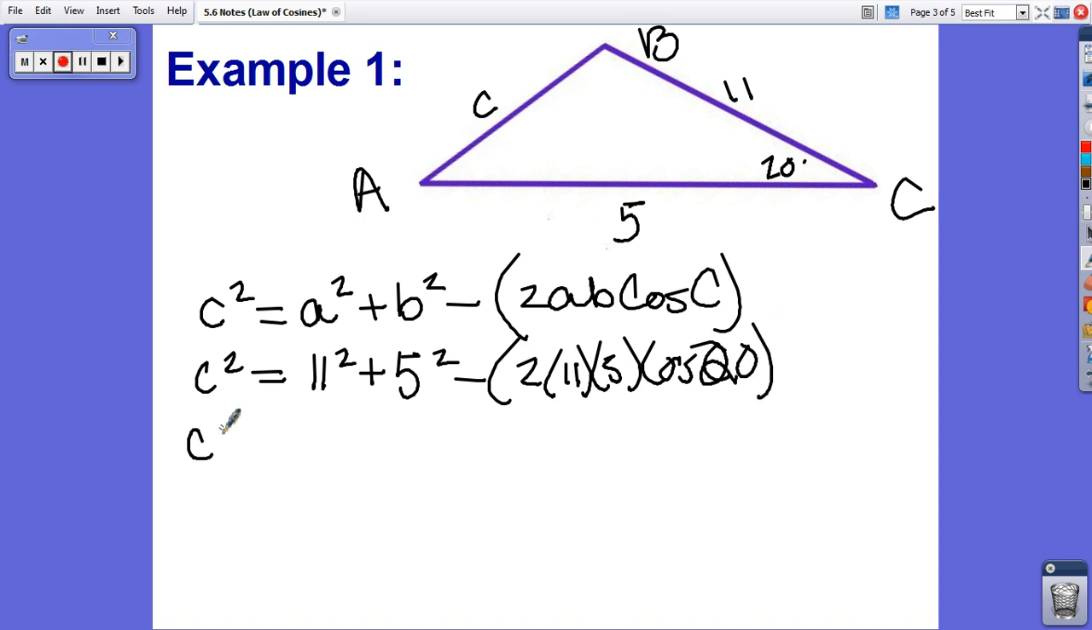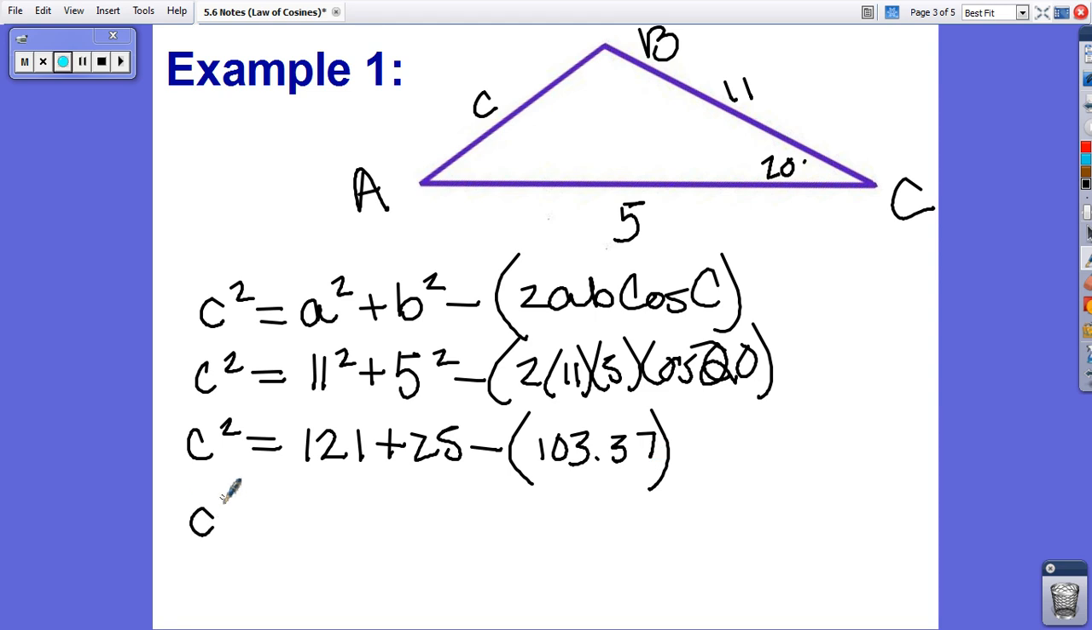So then I have c squared is equal to, and you can do most of this without a calculator, 121 plus 25 minus, and in parentheses, if you multiplied all of this stuff together here with your calculator in degrees, you would get 103.37. It's okay to round to about 2 decimal places. It'll make some of your angles like a degree or 2 off, but that's okay. Then you get that c squared is equal to, if you do this in your calculator, 42.63. Take the square root of both sides, so c is equal to about 6.5.